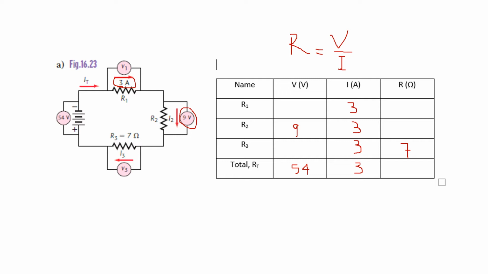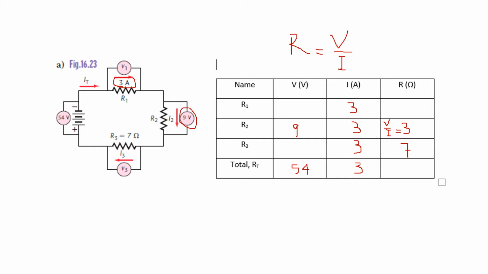For the parts where I have 2 values: here my V is 9, my I is 3. So V divided by I, 9 divided by 3, I will have 3 ohms. Just in case you forget, R is equal to V divided by I. So here's my 3 ohms. I've solved that.